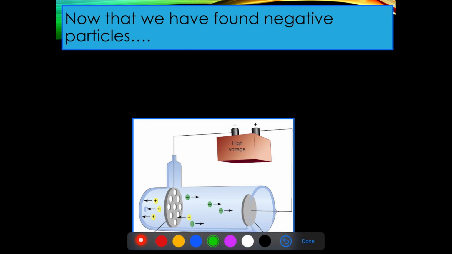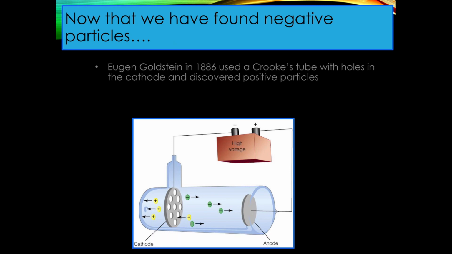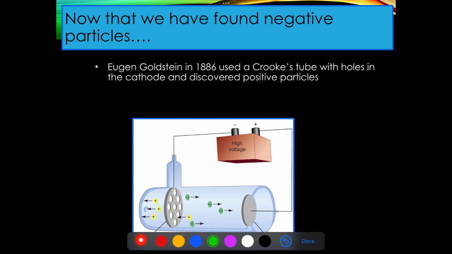Building on this idea, we have these negatively charged particles. But what about positively charged? So we have Goldstein's experiment, who took a Crookes tube. Essentially, it's the same thing as a cathode ray tube. You still have the anode negative plate, cathode positive plate. Only difference here is that in your cathode, you have these small holes in that plate.